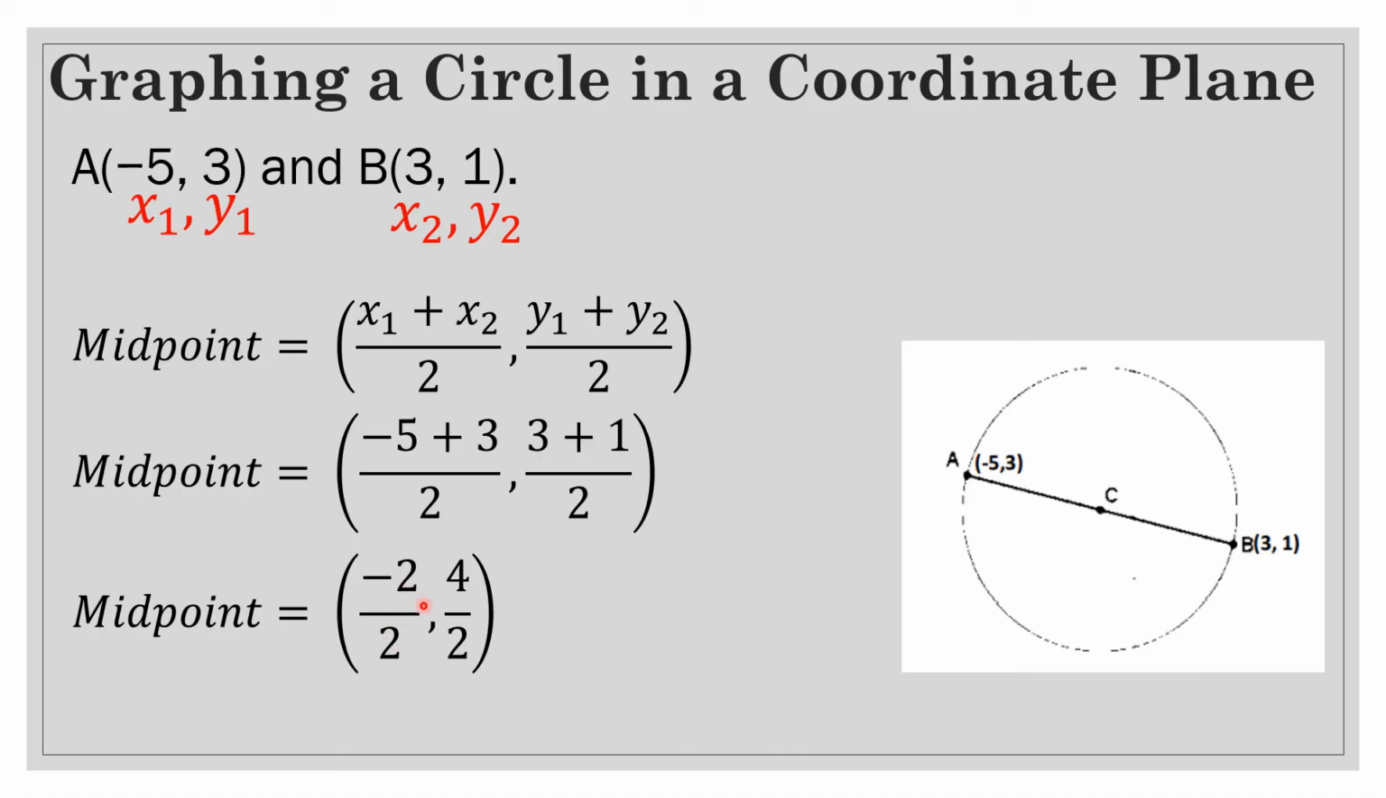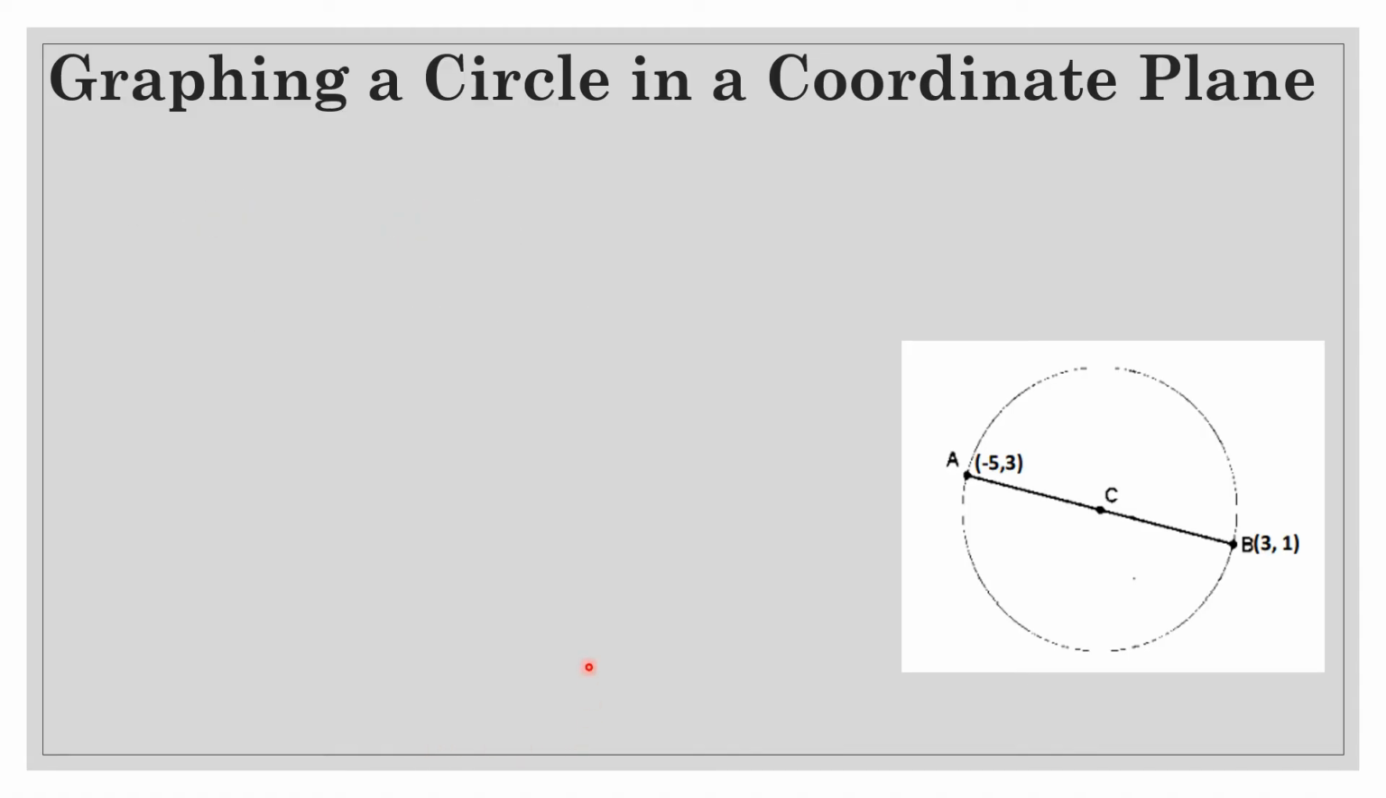By simplifying this, -5 plus 3 is -2. Copy lang yung 2 sa ilalim. 3 plus 1 is 4. Copy lang ulit yung 2. Simplify natin itong -2 over 2. -2 divided by 2 is -1. 4 divided by 2 is 2. Since ang midpoint natin is (-1, 2), ang center natin is (-1, 2).